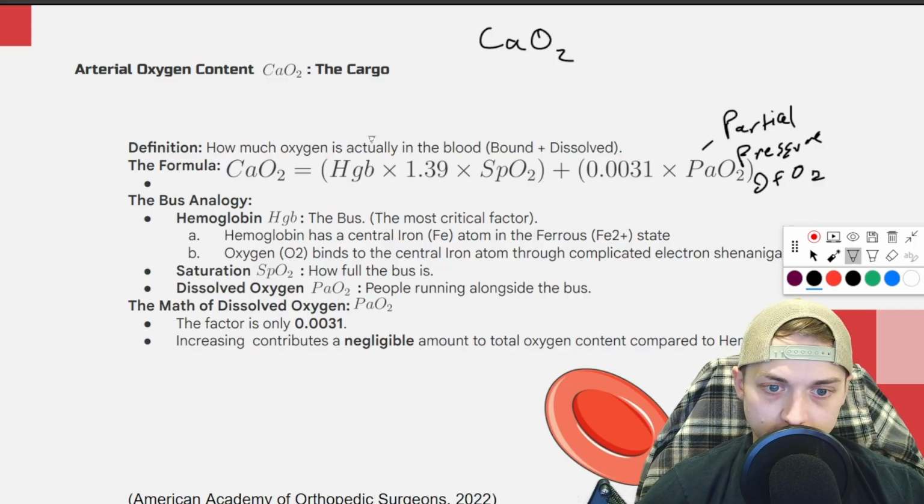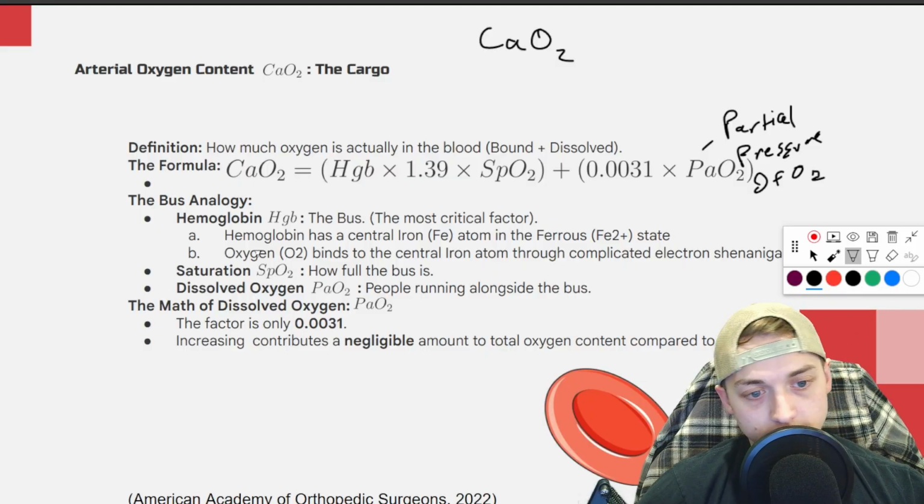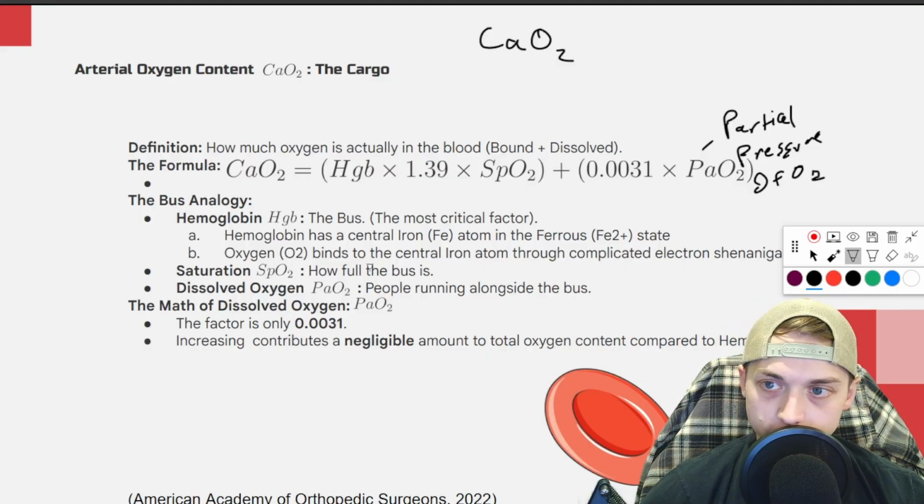All right. So we got hemoglobin. This is the bus. This is what's taking all those oxygen molecules around to the tissues that need them. Okay, so hemoglobin is a protein, and you have a lot of hemoglobin in these blood cells. That's why they don't have a nucleus. They eject the nucleus so that they can make more room for hemoglobin. It has a central iron atom in the ferrous state. What does that mean? It means that it has been reduced and it is positive. You don't need to know this. And then oxygen is going to bind to that central atom through some complicated electron shenanigans in chemistry. It's basically magic. Okay, so that's the hemoglobin part, right?